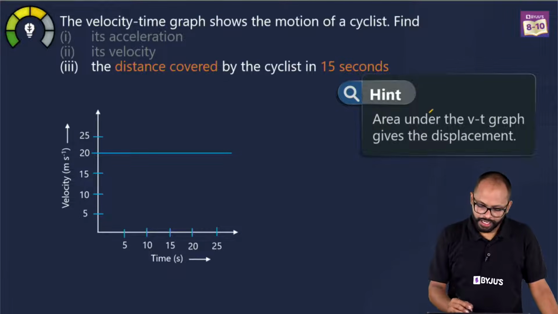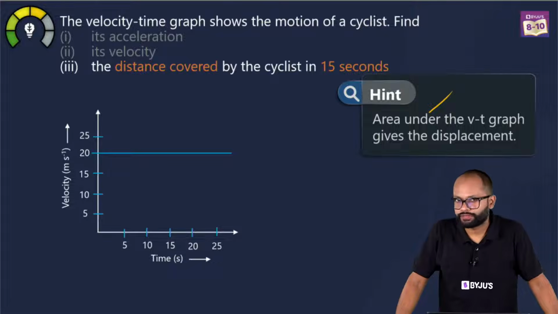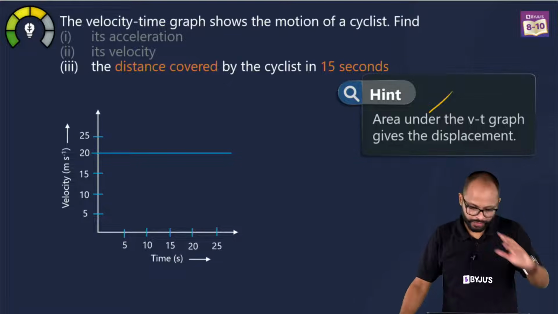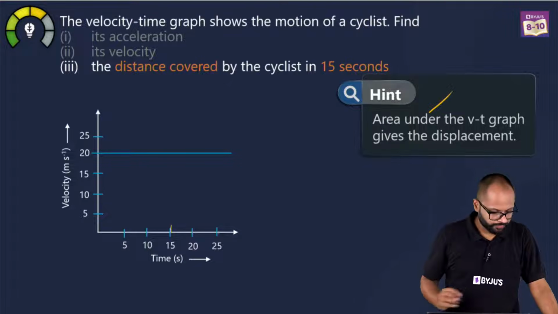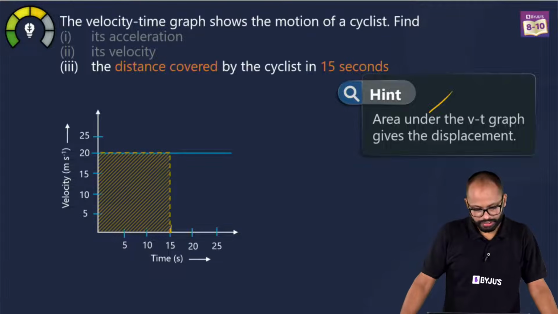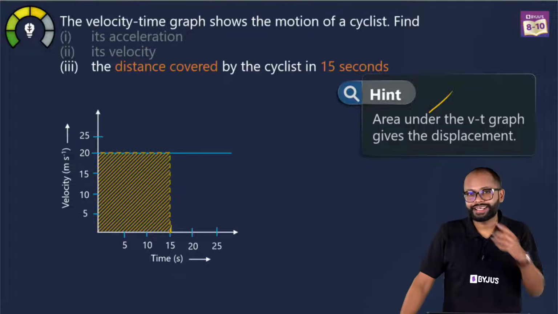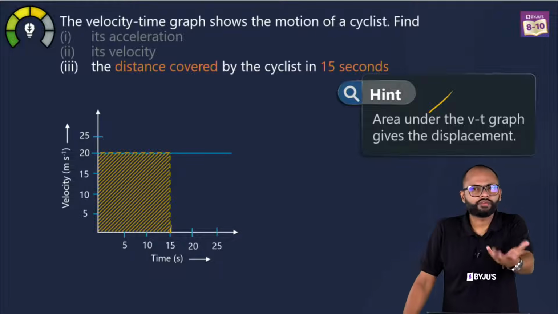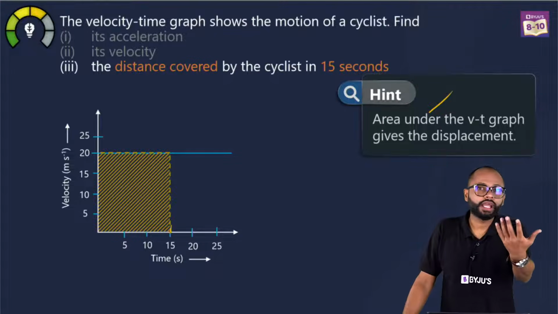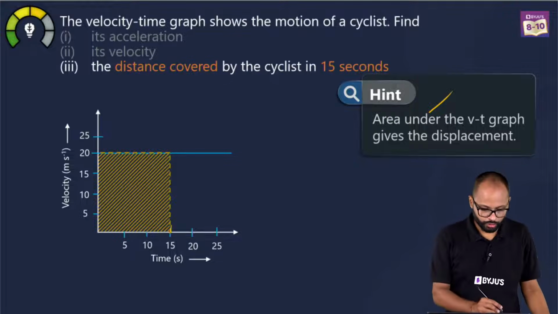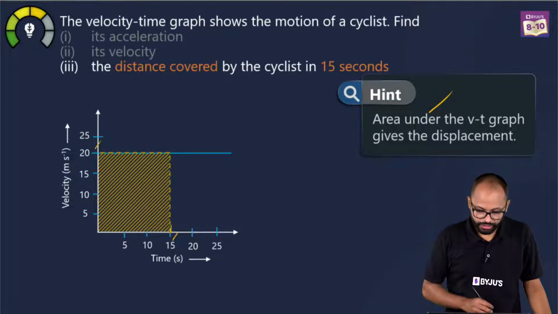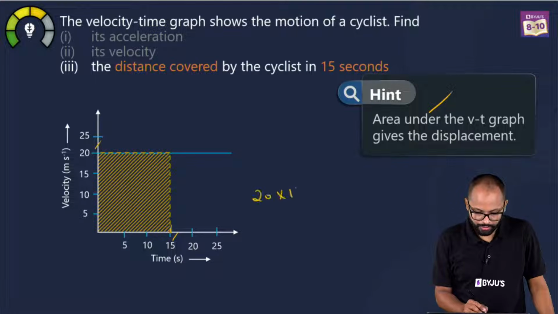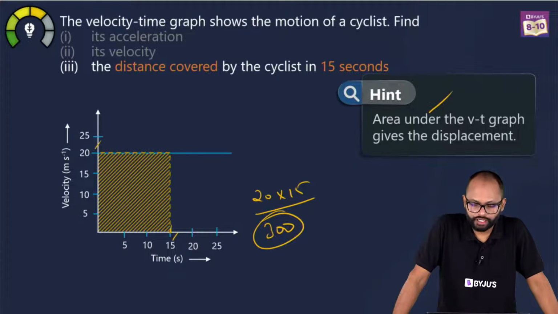Alright, so we have to find distance. How to find distance? Area under the VT graph. That is distance. Fine. At 15, this is the line and we have to find this area. This looks like a rectangle. How to find area of a rectangle? It is length multiplied by breadth. So you can do 20 multiplied by 15. What do you get? So you are right over there. 300 meter.